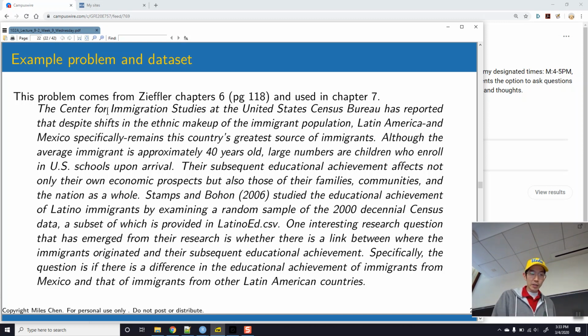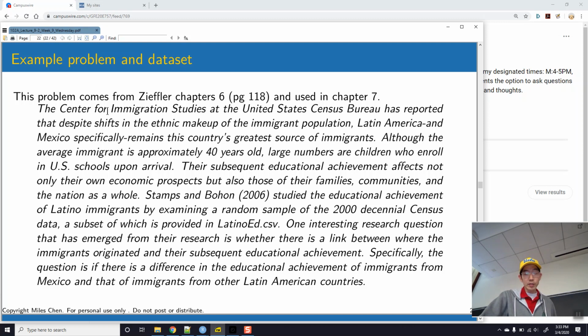Okay, so the Center for Immigration Studies at the United States Census Bureau has reported that despite shifts in the ethnic makeup of the immigrant population, Latin America, and Mexico specifically, remains the country's greatest source of immigrants. Although the average immigrant is approximately 40 years old, large numbers are children who enroll in U.S. schools upon arrival. Their subsequent educational achievement affects not only their own economic prospects, but also those of their families, communities, and the nation as a whole.